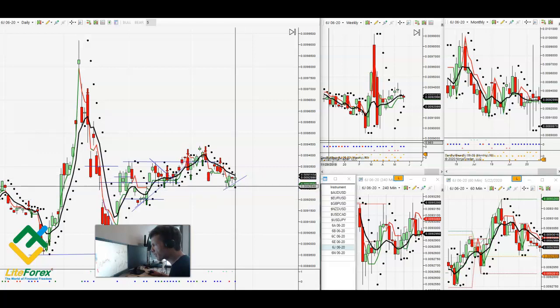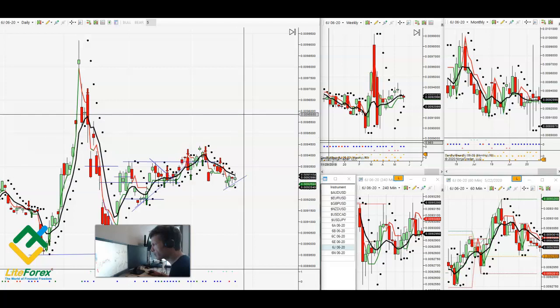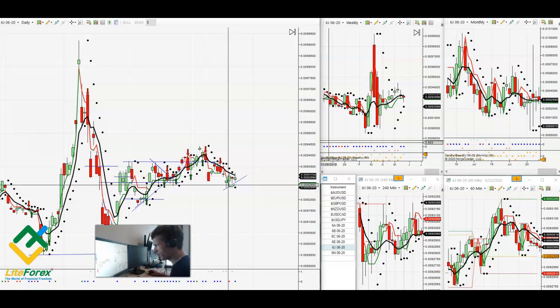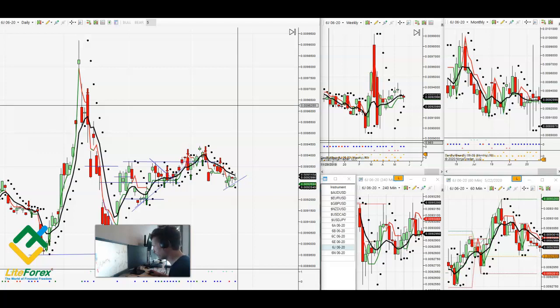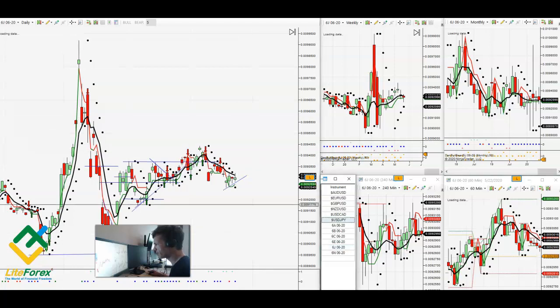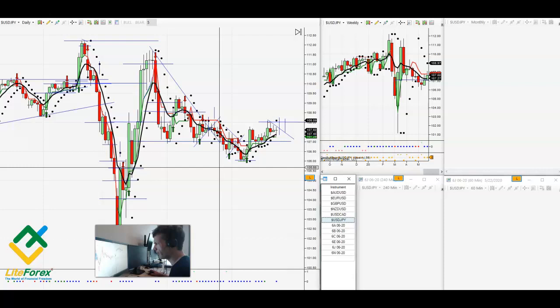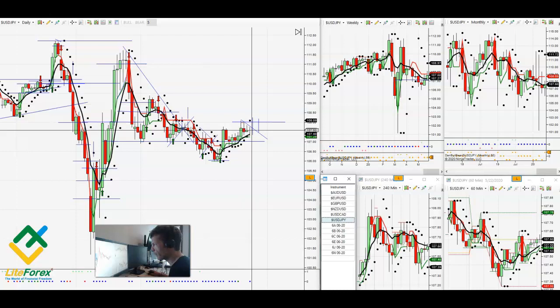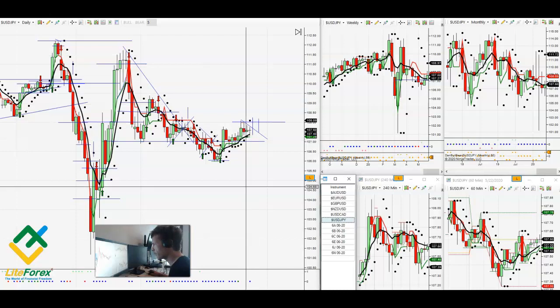This little parabolic SAR has tipped below the candle, which can mean the start of a new uptrend. When the black dots are above, it's in a downtrend. When they switch to below, they can go the other way. So you can't rule that out. You can't rule this out going up and the USD yen coming down. But just based on this chart, we're waiting for this to have a breakout to the upside and finally bust through 108. And that's how I'm going to be playing Monday's market.